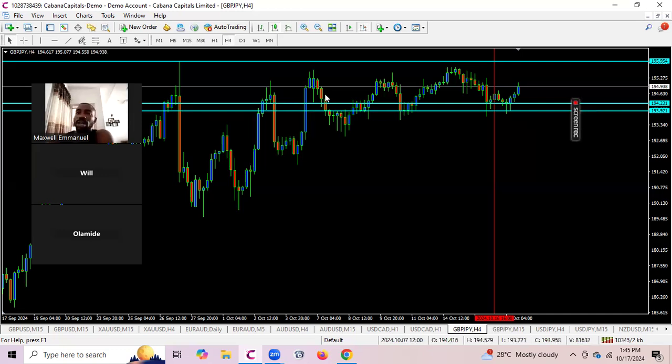Which other pair are you looking at? Which other pair are you considering trading?